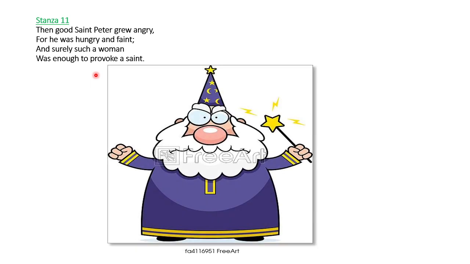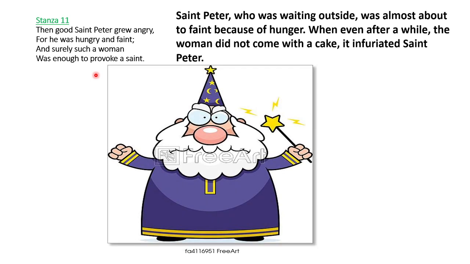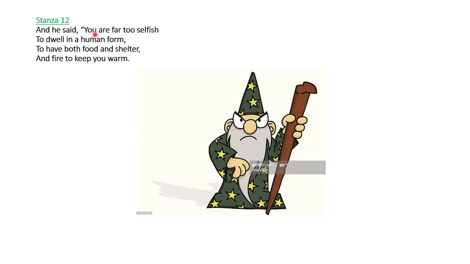Now next stanza: then good Saint Peter grew angry, for he was hungry and faint, and surely such a woman was enough to provoke a saint. So of course Saint Peter, who was very hungry, who was waiting outside and was about to faint because of hunger, when even after a while the woman did not come with a cake, it infuriated Saint Peter. So he became very angry.